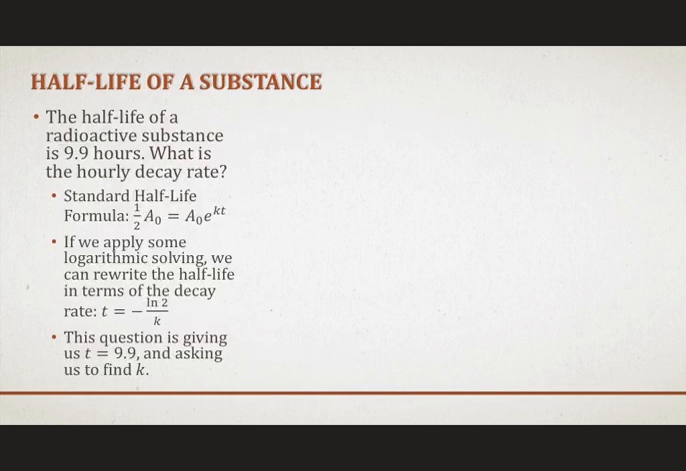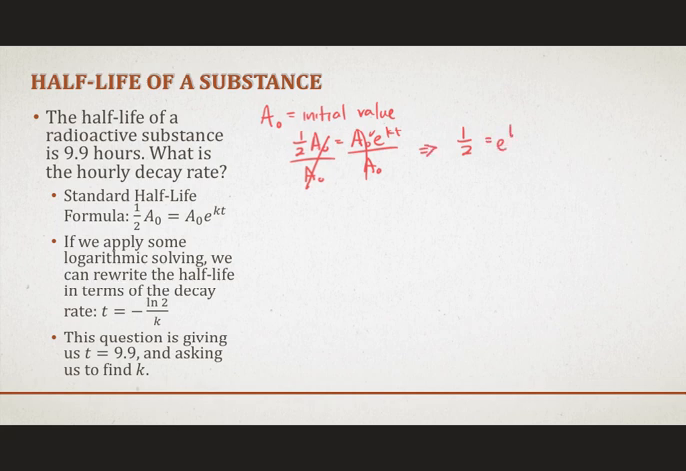All right, half-life. The half-life of a radioactive substance is 9.9 hours. What is our hourly decay rate? Okay, standard half-life formula. In this formula, A naught is your initial value. In this formula, it's a number, which means if I divide it out immediately, okay, so 1/2 A naught equals A naught e to the kt. If I just divide both sides by that number, then those basically just go away. And I end up with half equals e to the kt.